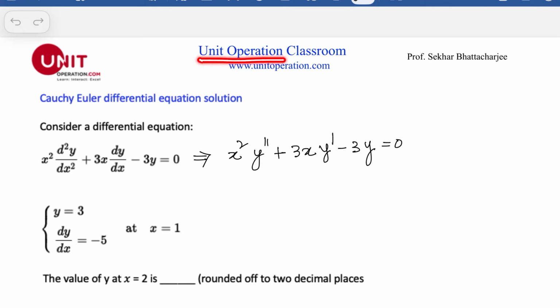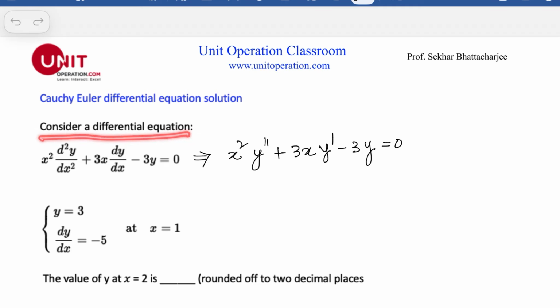Unit Operation Classroom. Today we are going to discuss the Cauchy Euler differential equation solution. We'll see what a Cauchy Euler differential equation is, and my name is Shikhar Bhattacharjee.